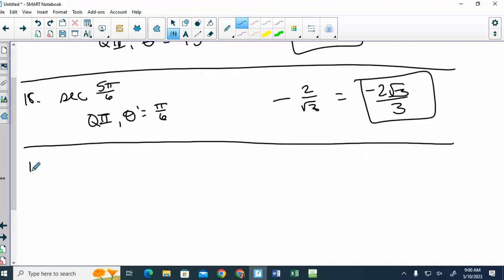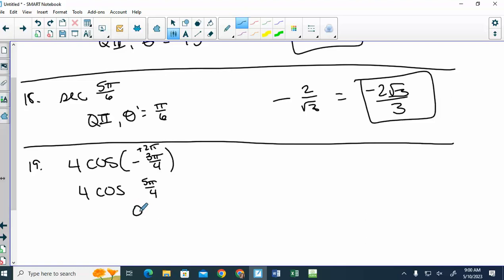Number 19, we have 4 cosine -3 pi over 4. Okay, when we had negative angles, typically what we did is got the coterminal angle to make it positive. So if it was in degrees, we would add 360. If it's in radians, what do we add? So -3 pi over 4 plus 2 pi is 5 pi over 4.